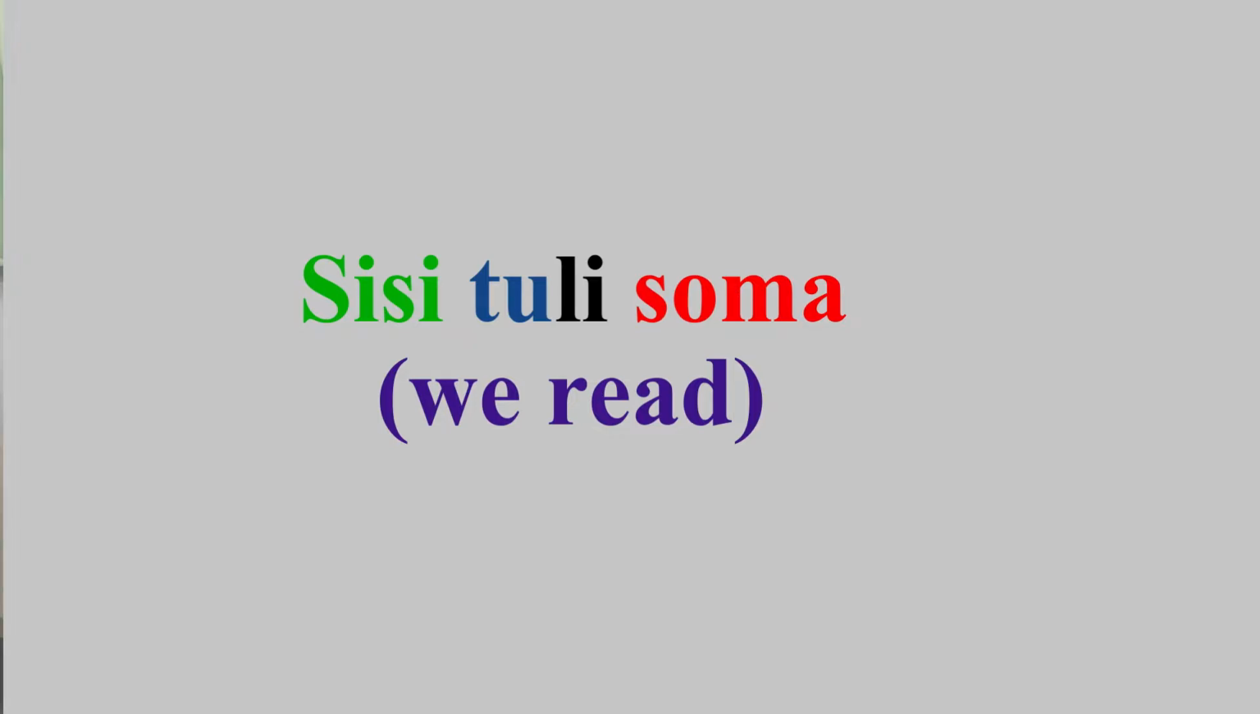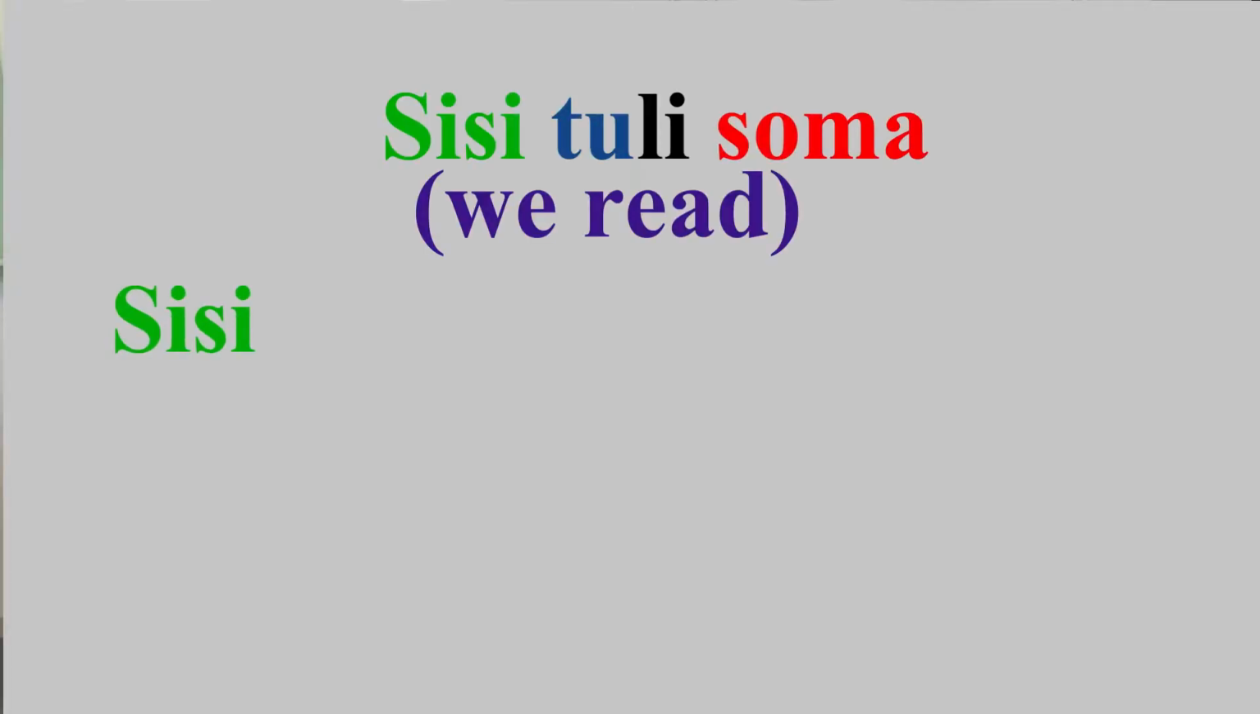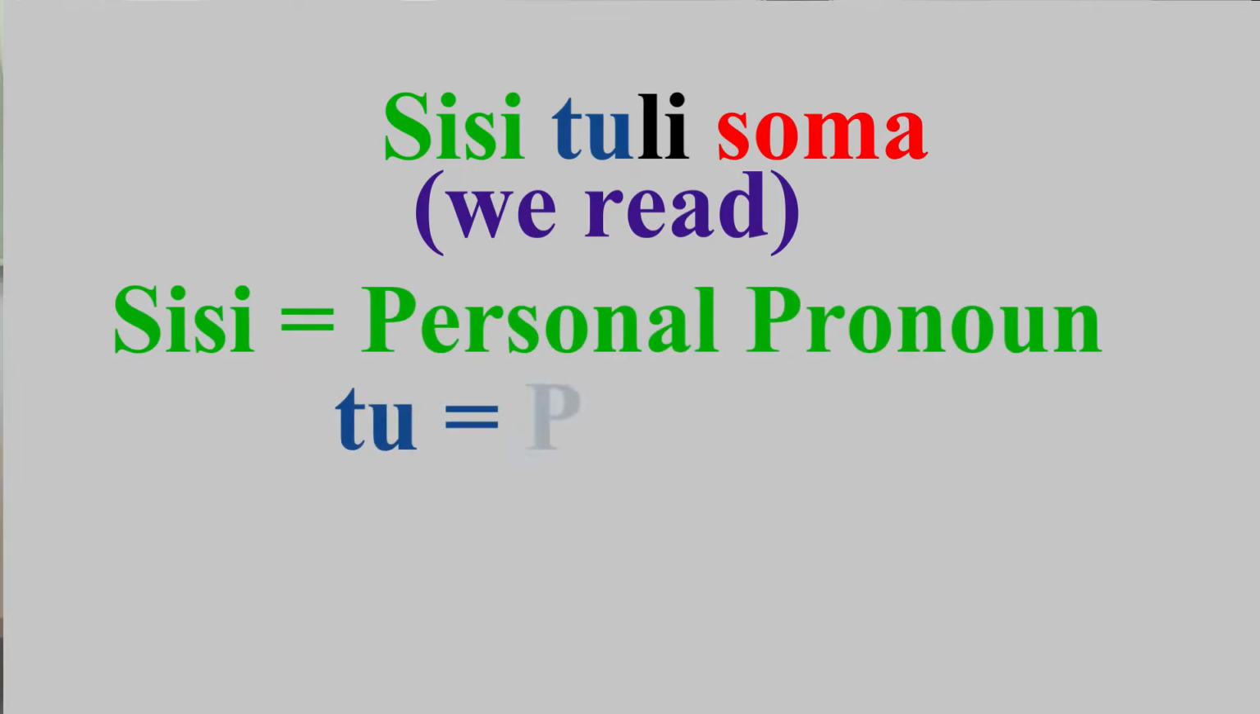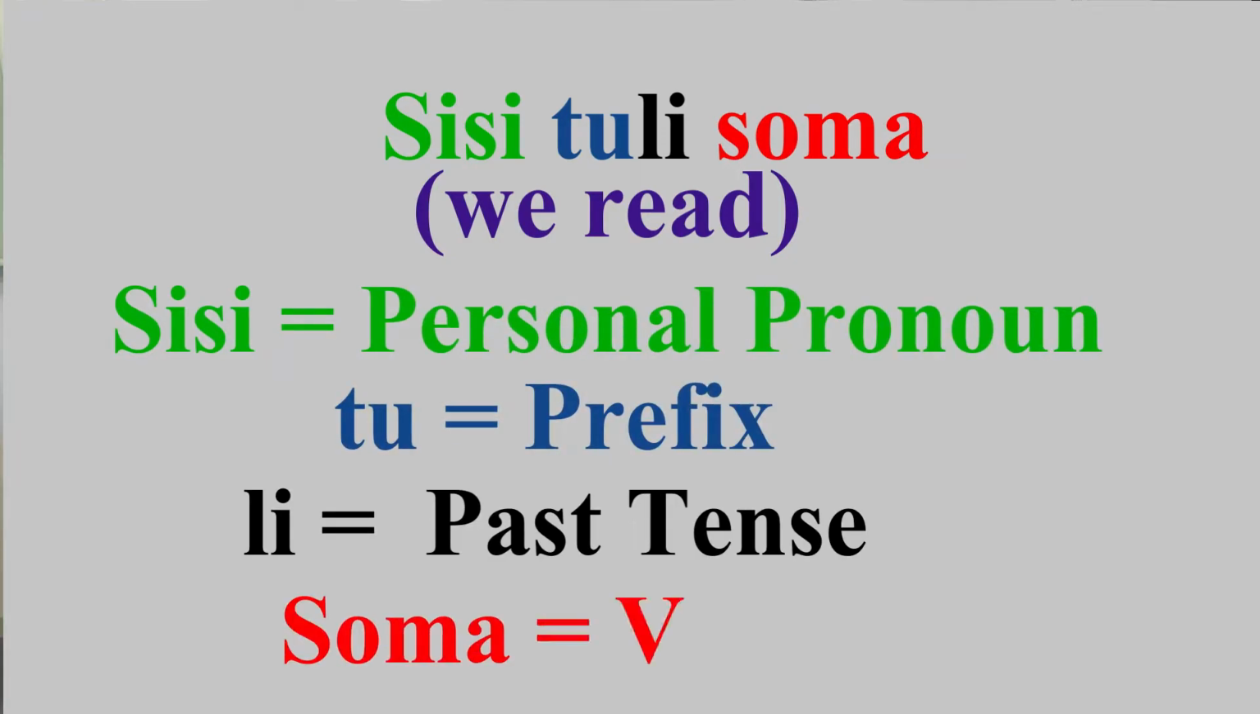Our next pronoun is sisi, which means we. Goes hand in hand with the prefix tu, and then our verb is soma, which means read. Let's make our sentence. Sisi tulisoma. We read. Yesterday, last week, we read. Tulisoma. Sisi is our pronoun. Tu is our prefix that goes hand in hand with sisi.